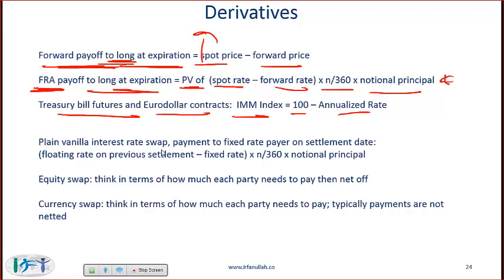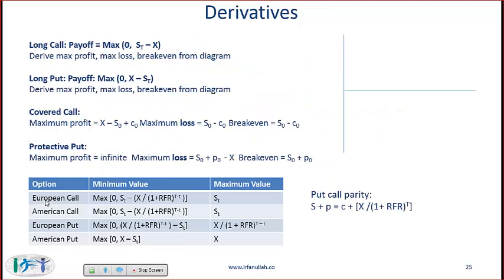On a plain vanilla interest rate swap, the payment by the fixed-rate payer on settlement dates is given by this relationship. In terms of an equity swap, rather than thinking of a formula, just think of the two parties. Think of what A needs to pay B, what B needs to pay A, and then come up with the net amount. With a currency swap, again, think in terms of what each party pays, but remember that with a currency swap, the amount is typically not netted. The principal, or the notional principal, is generally exchanged.